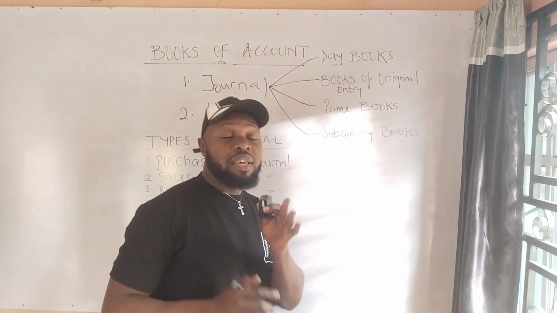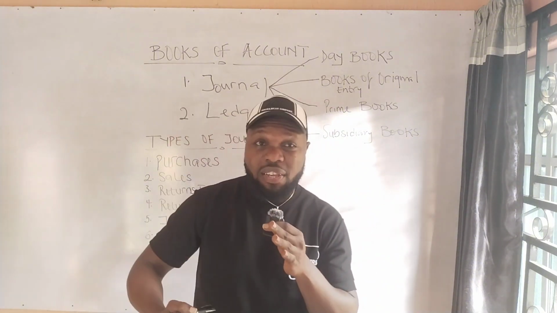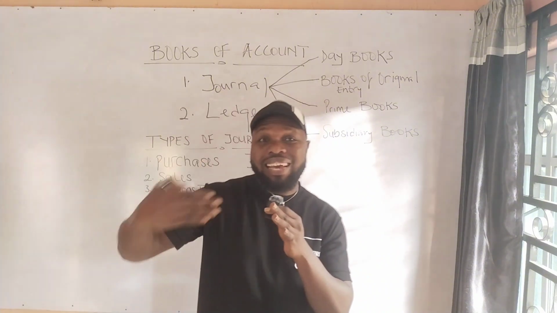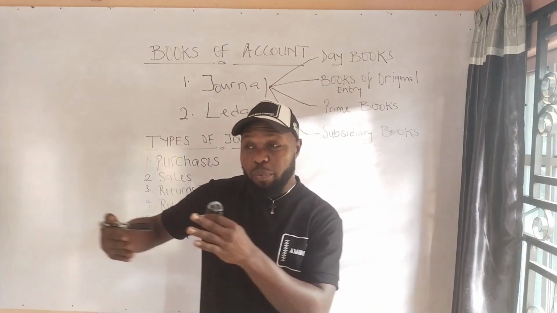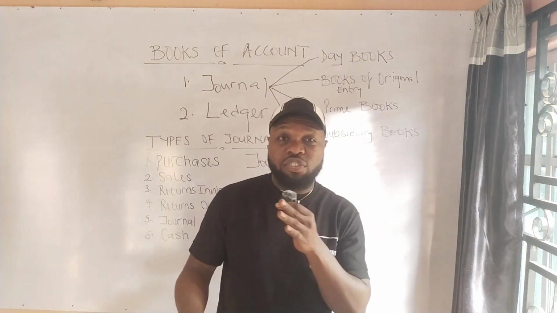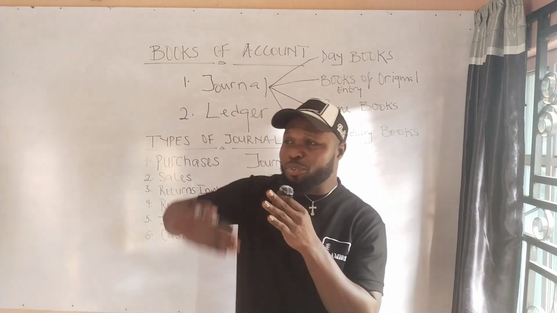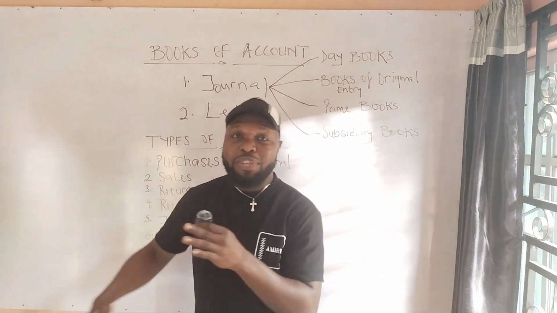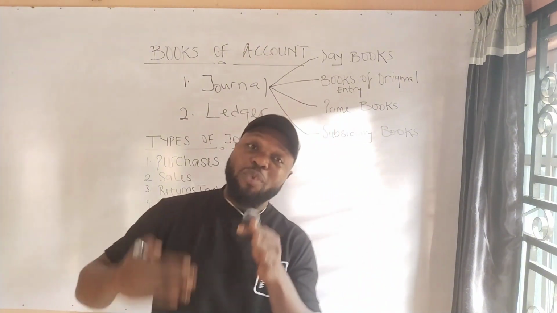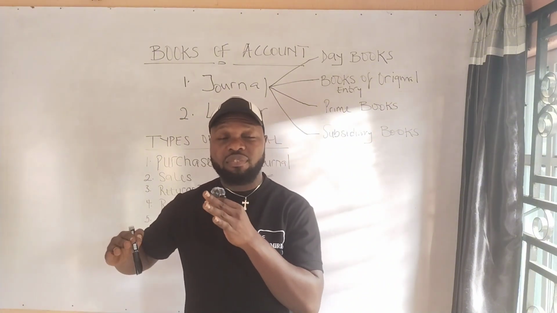When we say journal is a book of accounts where all transactions are recorded, what do we mean? The fact remains that every business deals with buying and selling of one or two things. Let's take, for instance, you want to buy a particular sewing machine to be sewing your bag. Once you purchase that machine, you have carried out what we call in accounts a transaction.